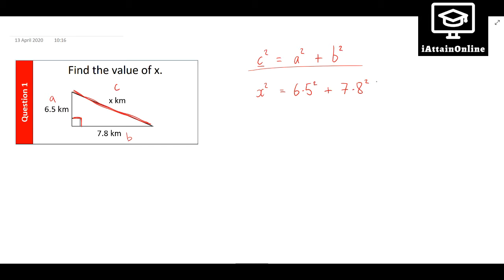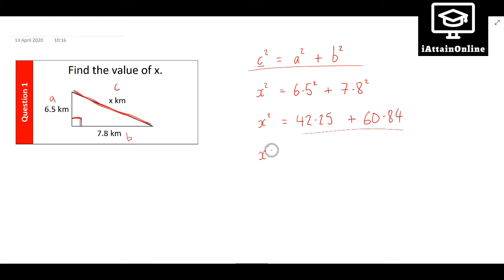Okay, now what I suggest you do is, remembering your rules of BIDMAS or BODMAS, you have to do the powers before you do any adding. So I'm going to write x squared, and I'm going to leave that as x squared for a second. And in my calculator, I'm just going to work out what 6.5 squared is. And that comes out as 42.25. And we're going to add to that whatever 7.8 squared is. So 7.8 squared gives you 60.84.